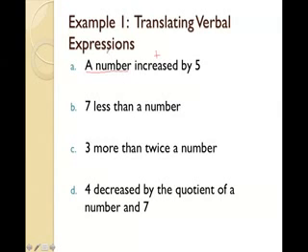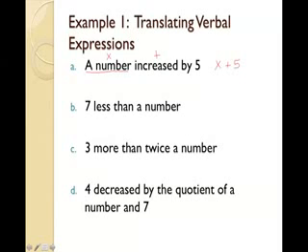So I'm going to put a variable here. Any letter will do. I'm just going to use x. So I have a number, which is x, added, addition, because I'm using increased by, 5. So I would write that just as I read it: a number, which I chose x, increased by, which means addition, 5. And that is my answer. I don't do anything else to it. Alright, let's look at the second one.